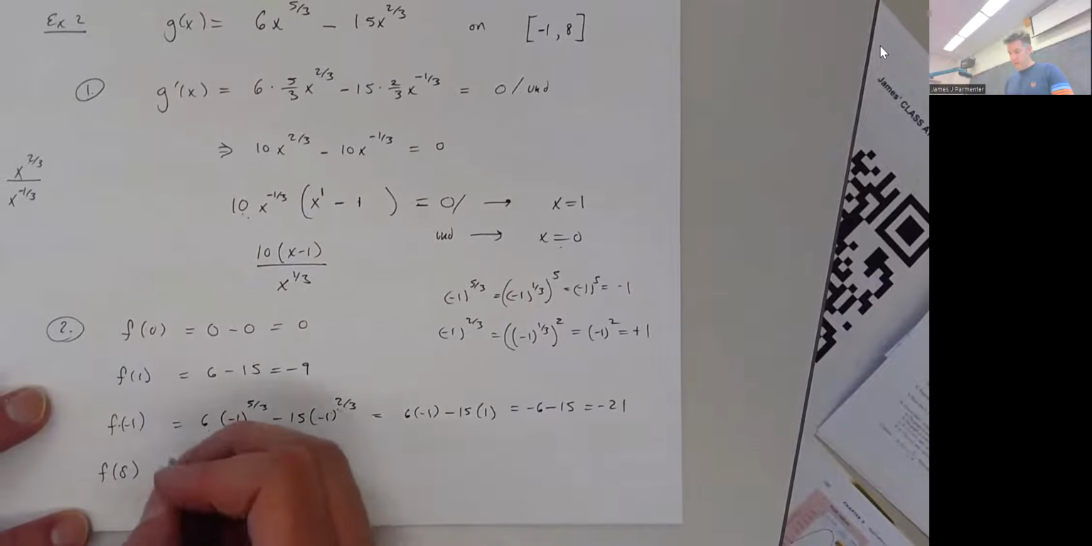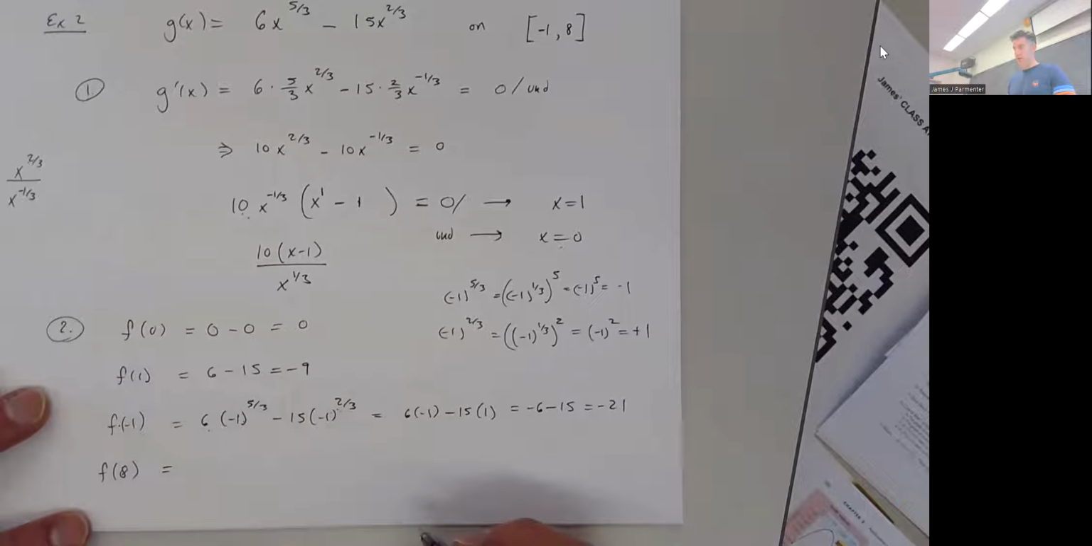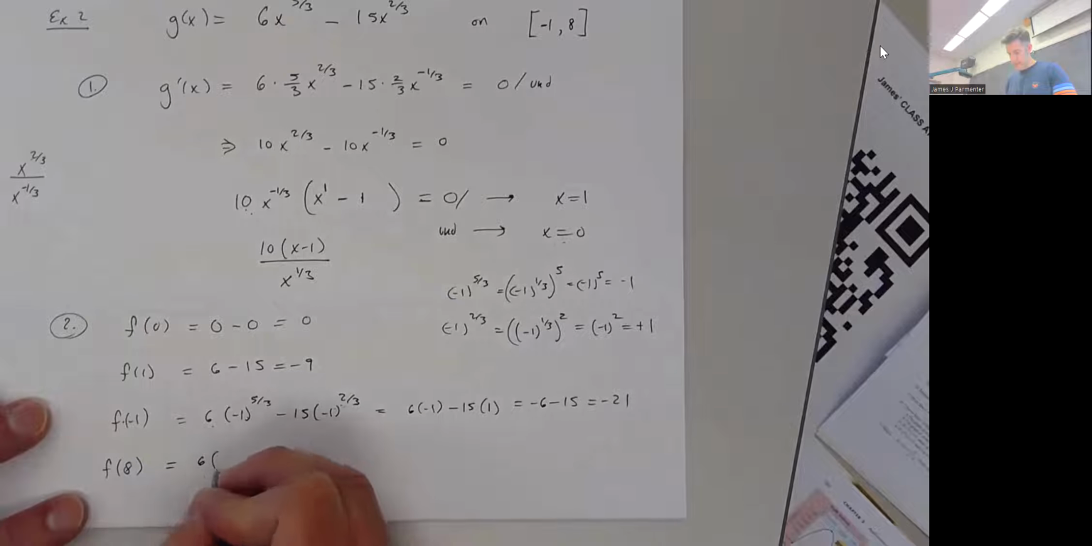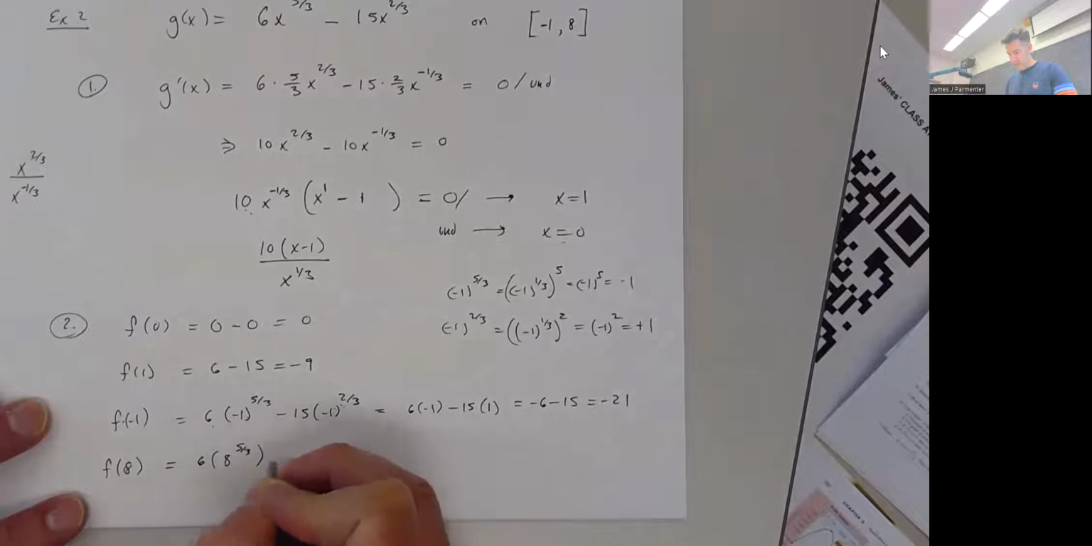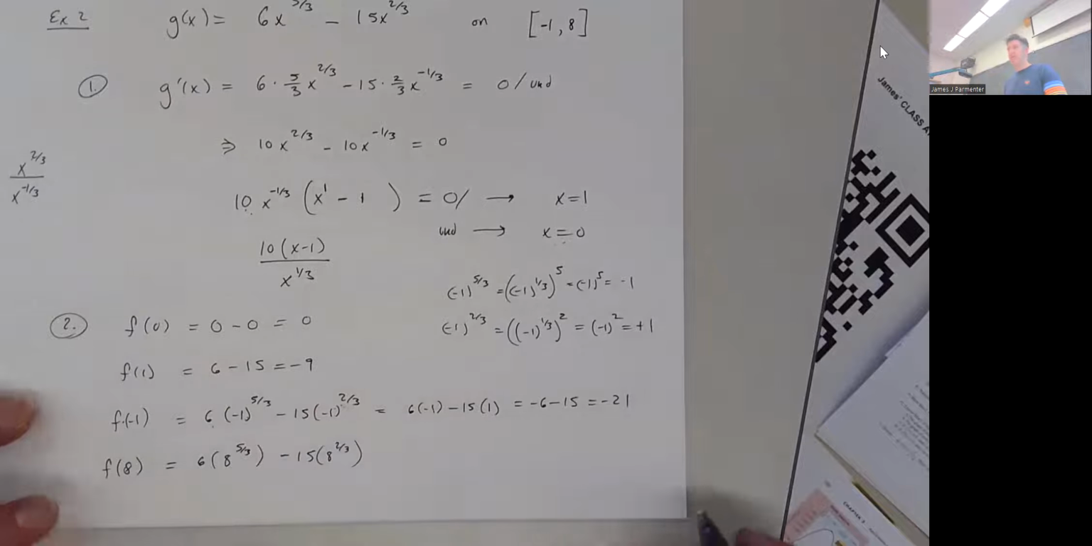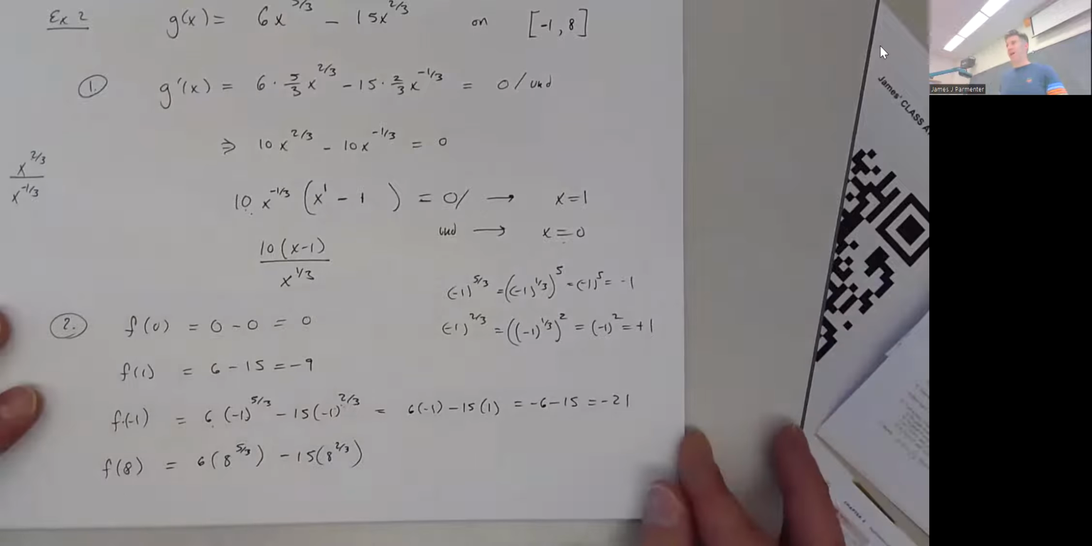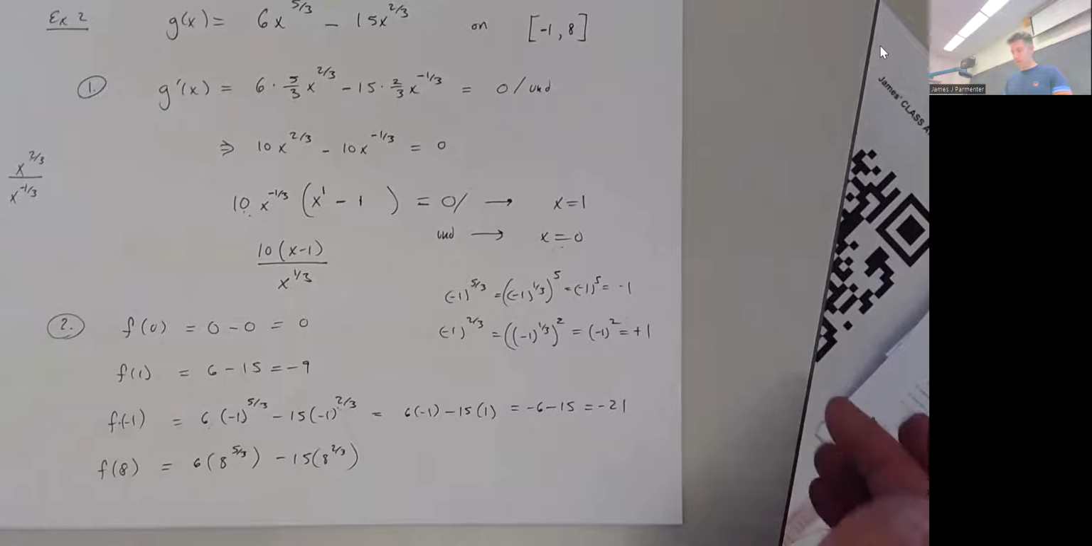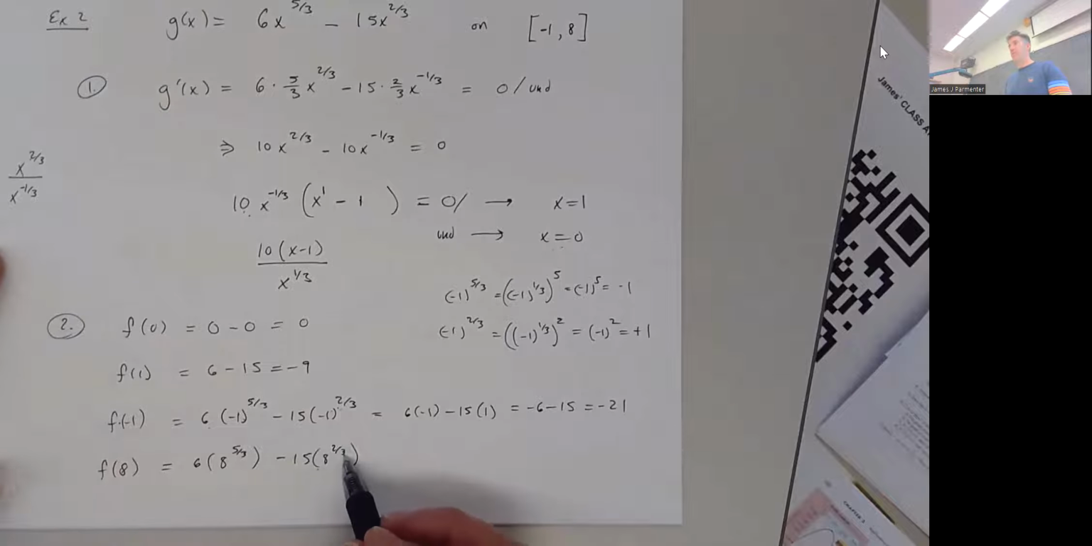And finally, the one I'm not dreading, but it's going to be a little bit gross. 6 times 8 to the 5/3 power minus 15 times 8 to the 2/3 power. This is where I probably would have factored ahead of time if it wasn't the only one I had to do it for. 8 to the 2/3.